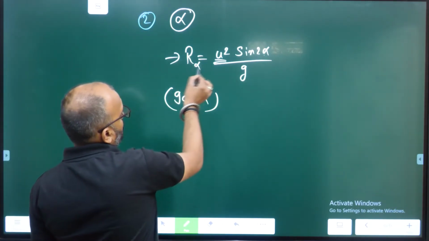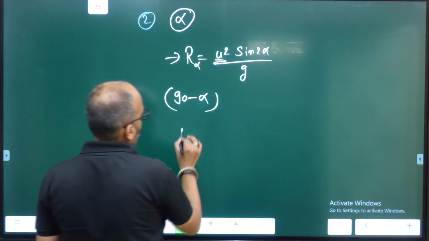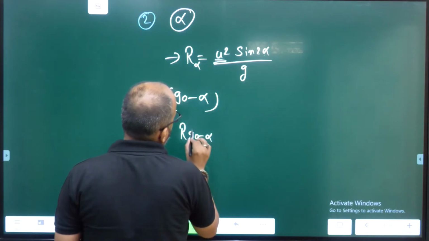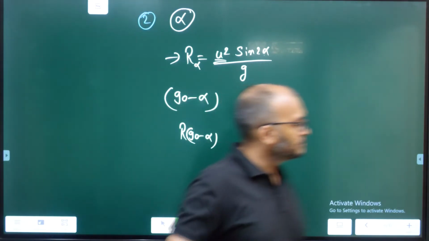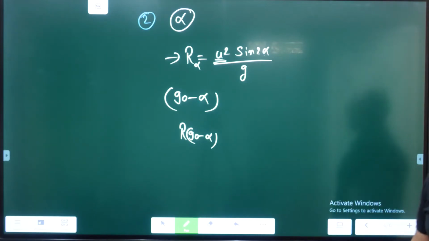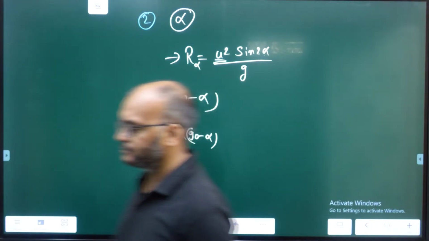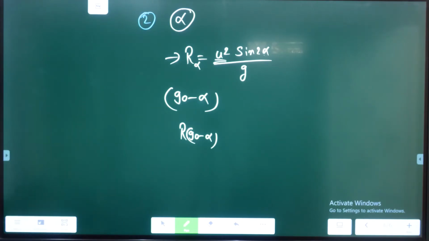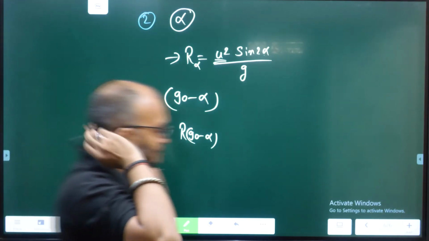This range is for alpha. Now let us calculate the range for 90 minus alpha. Please calculate and tell me what the answer will be. Range for 90 minus alpha, angle is 90 minus alpha. That will be same. Very good.